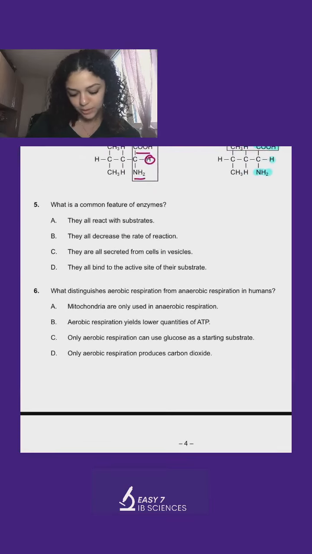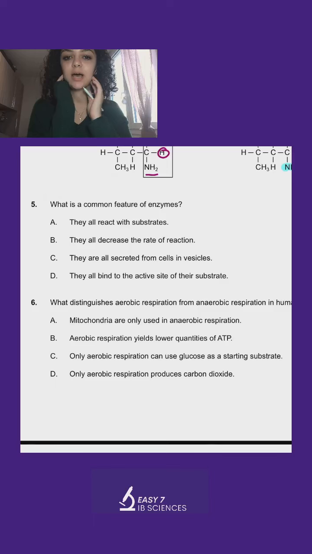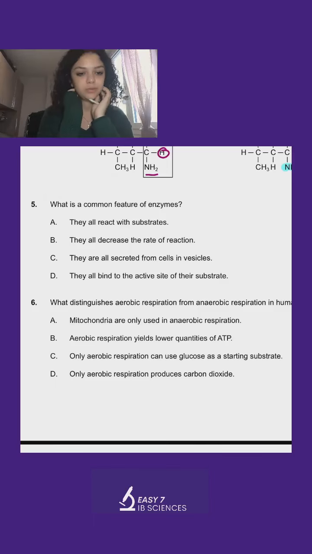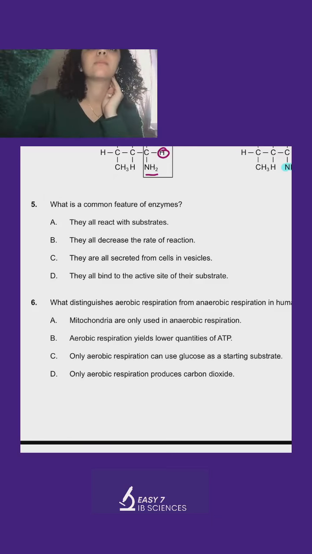It says, what is a common feature of enzymes? So think about enzymes, they're a type of protein, globular proteins. Is it A, they all react with substrates? B, they all decrease the rate of reaction. C, they are all secreted from cells and vesicles. D, they all bind to the active site of the substrate. What are we thinking?